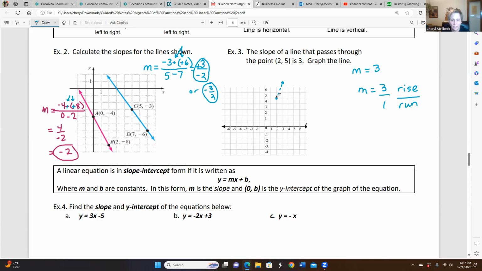I'd get the same slope if, another way to write this would be a -3 over a -1, because two negatives make a +3. So that would mean going down 3 and to the left 1.